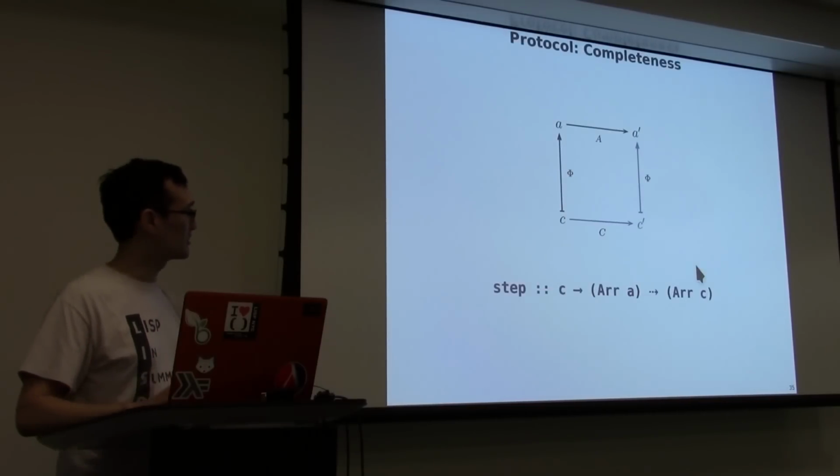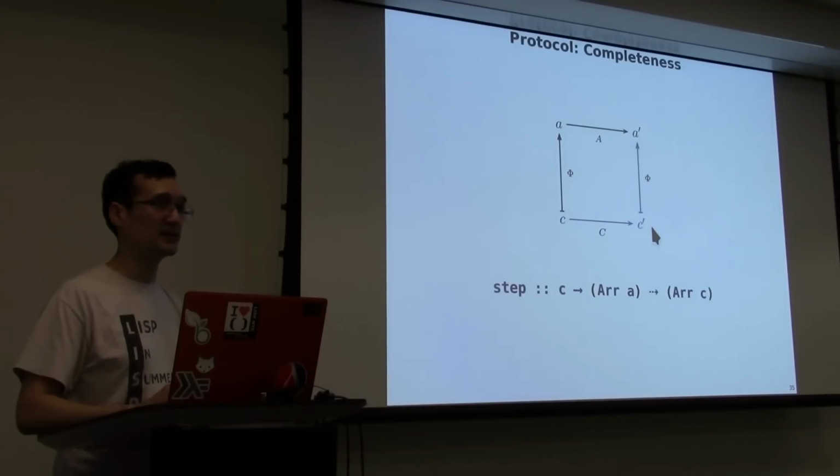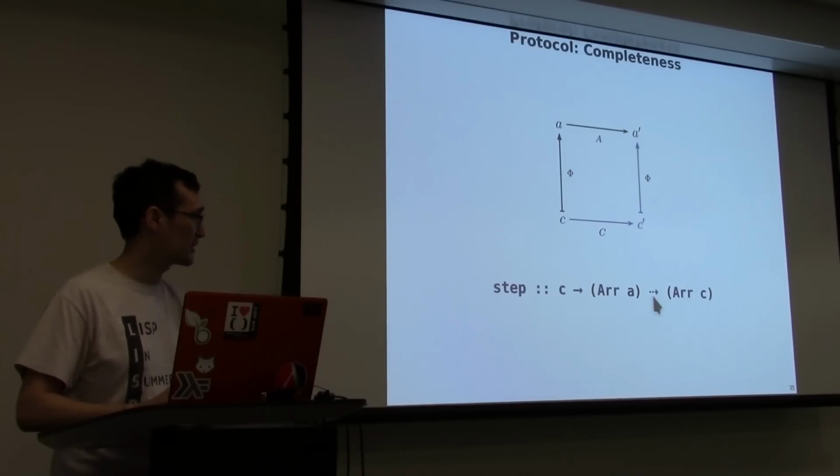Completeness corresponds to a function step that would take a C and the associated A implicitly, and an arrow that starts from the associated state A in the abstract state, and that would return the arrow in the concrete state. And here again it's non-deterministic, that's why I put it dashed.